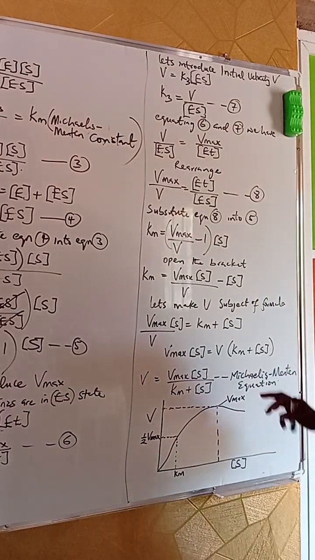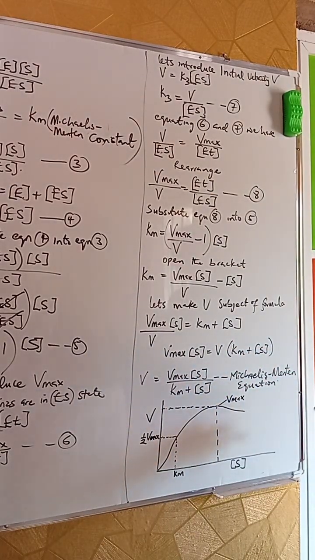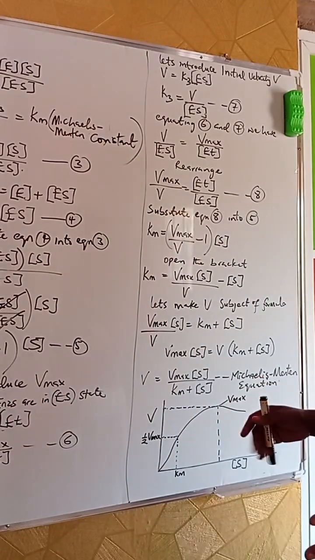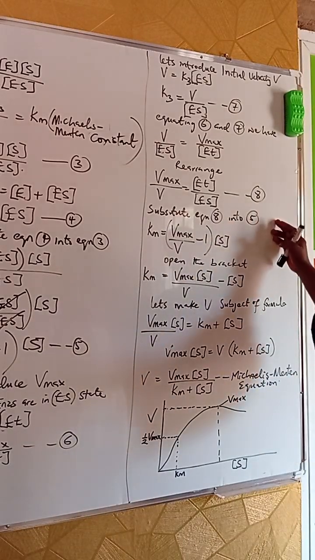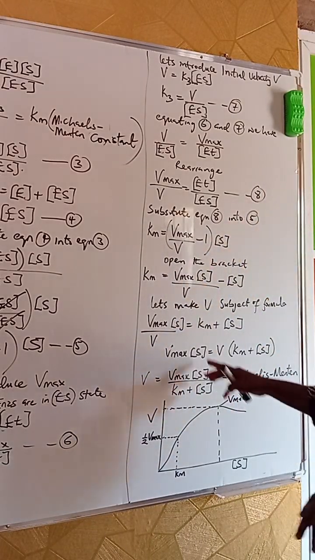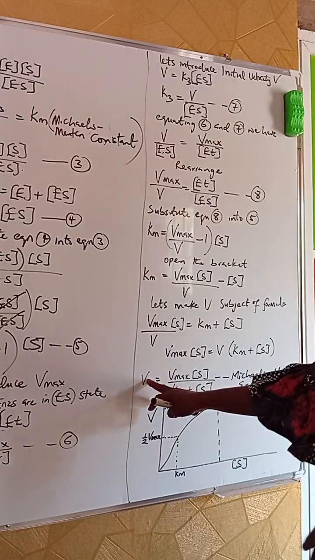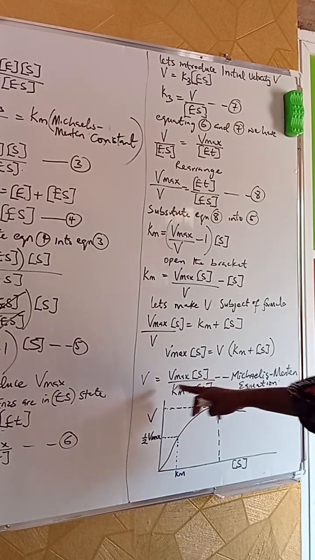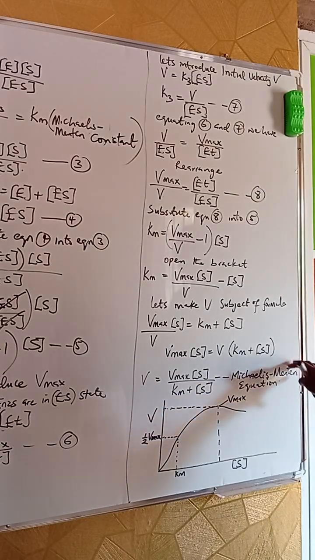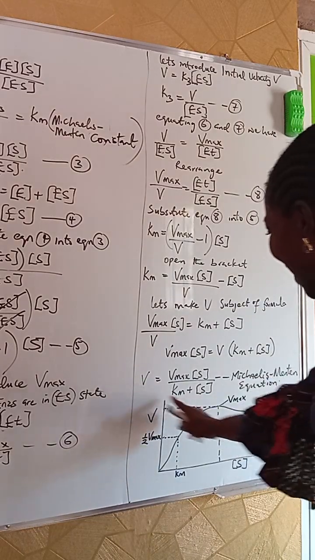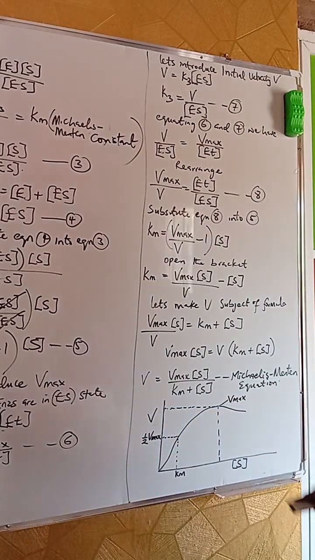Now this finally is what we call the Michaelis-Menten equation. You can see systematically that after 8 equation steps, we're able to get the Michaelis-Menten equation. Initial velocity is equal to maximum velocity times substrate concentration divided by Km plus substrate concentration. And then if you plot initial velocity against substrate concentration, you are going to get the Michaelis-Menten graph, which is a hyperbola, as we see here.